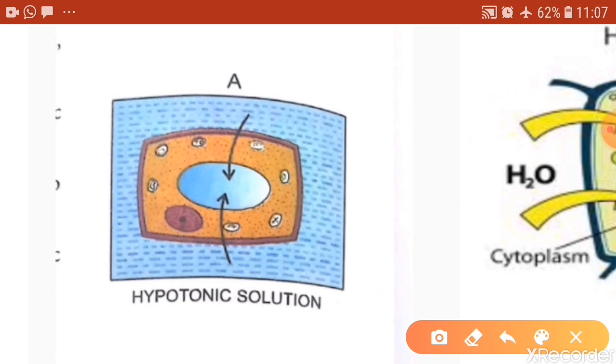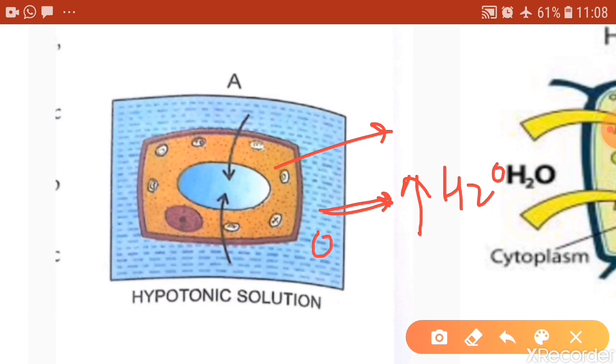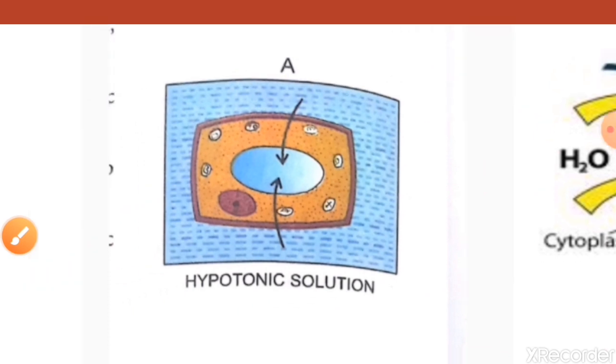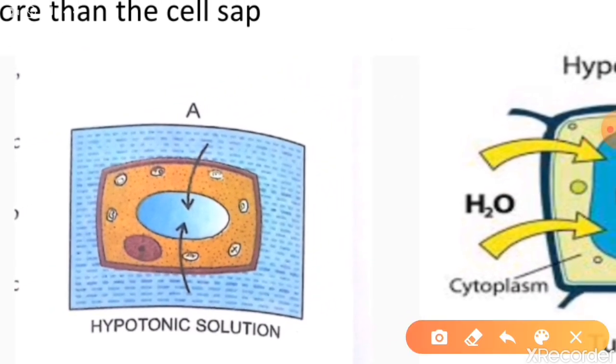Here you have a plant cell, and outside the cell there is a medium. Now, if this medium outside the plant cell has a higher water concentration, and you take equal volumes of this outer solution and the cell sap, you try to recall, you have learned in class 8 that the fluid contained in the vacuole is called cell sap.